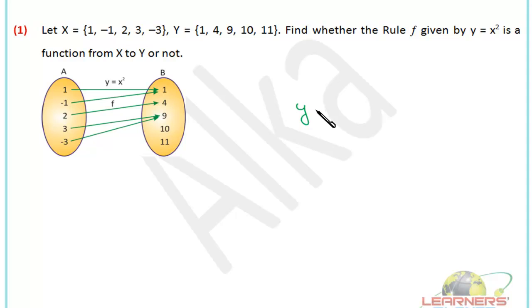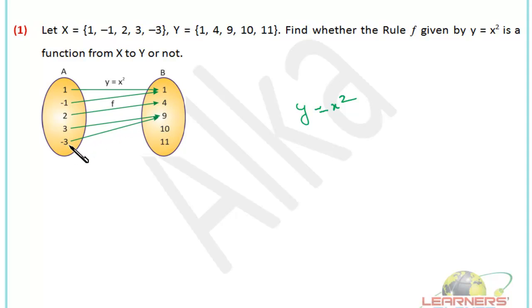Now y = x². Square of 1 is 1. Square of -1 is 1. Square of 2 is 4. Square of 3 is 9. Square of -3 is 9. That means 1 is the image of 1 and -1 both. 4 is the image of 2. 9 is the image of 3 and 9 is also the image of -3.